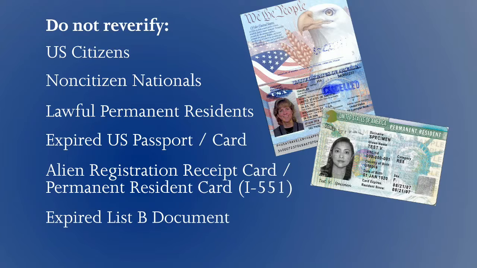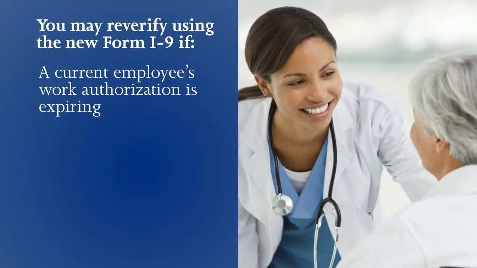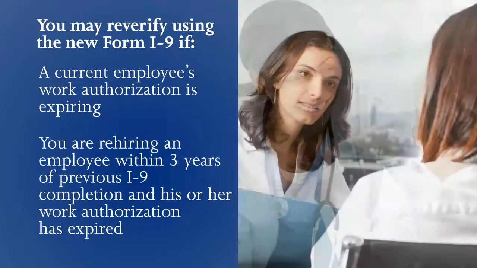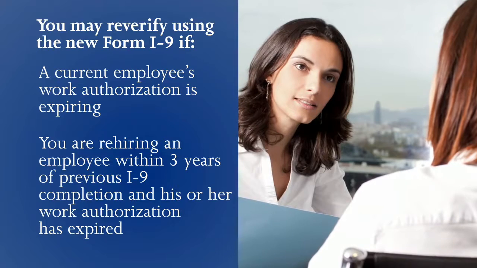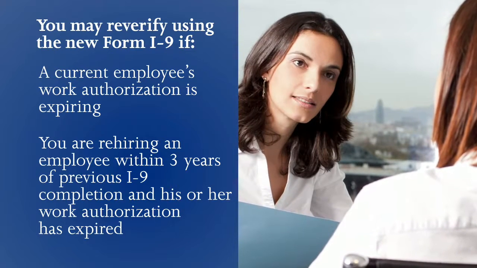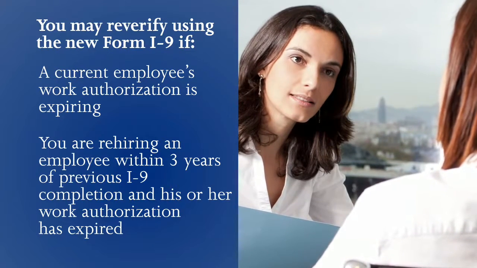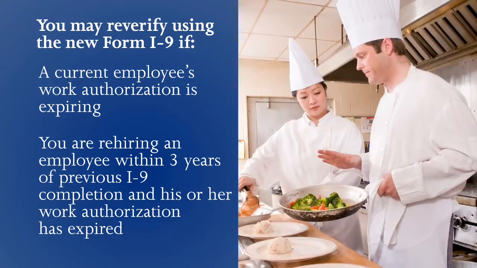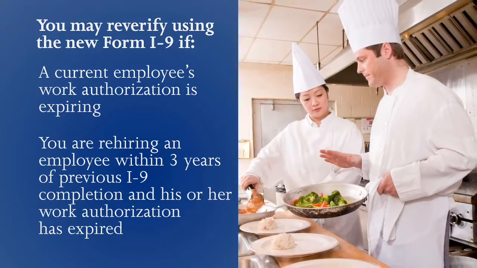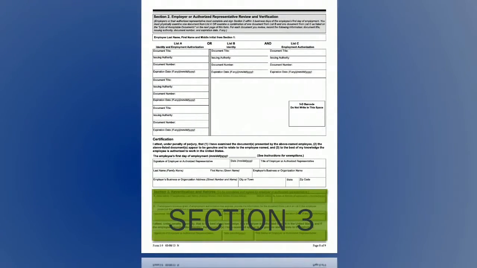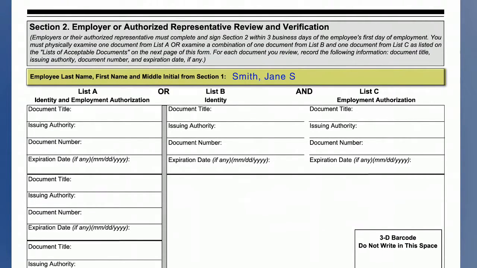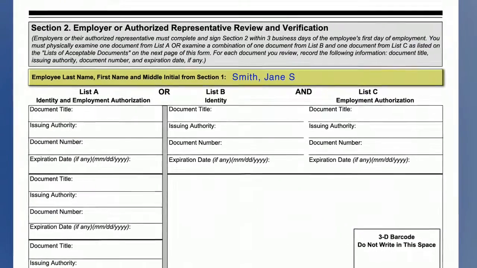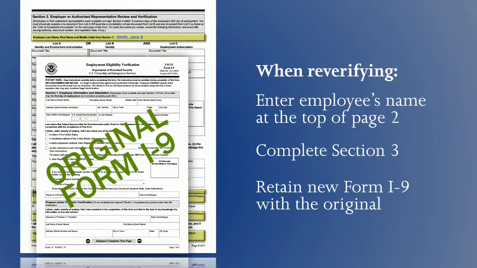If your current employee's work authorization is expiring, or you are rehiring a former employee within 3 years of the date the previous Form I-9 was completed, and his or her employment authorization has expired, you may re-verify if the employee is still authorized to work in the United States using the new Form I-9. And finally, please remember that it is absolutely essential to enter the employee's name at the top of the page that contains Sections 2 and 3 of the Form I-9. Retain the new Form I-9 with the previously completed one.